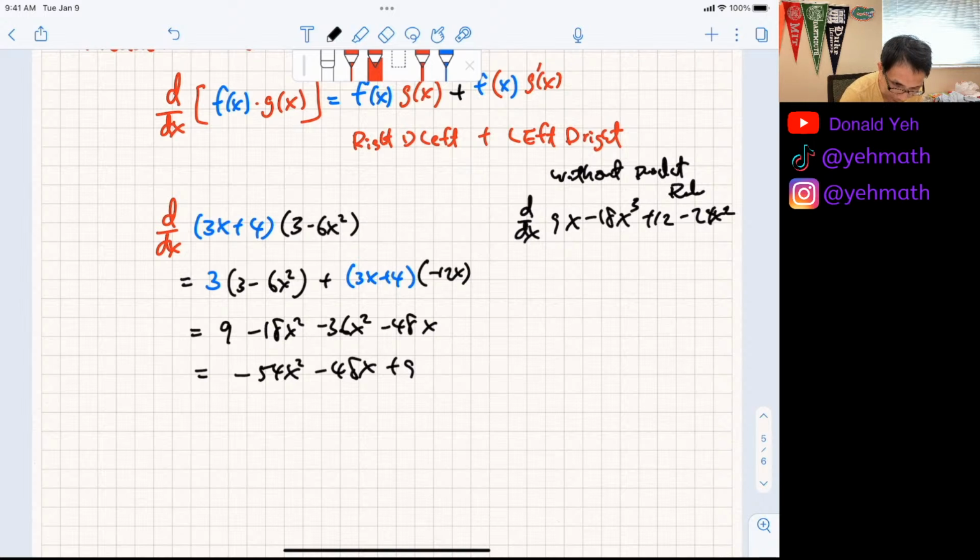If I take a derivative of this, what will happen? Well, let's take a derivative of this. If I take a derivative of this one, it's going to be minus 54x to the second, right? If I take a derivative of that, it's going to be minus 48x. If I take a derivative of 9x, it's going to be plus 9. We got the answer so much quicker. You're going to say, I prefer to use this rule.